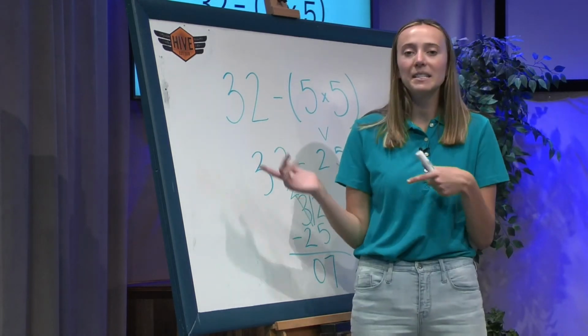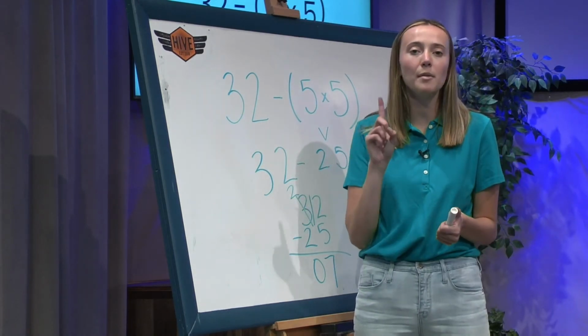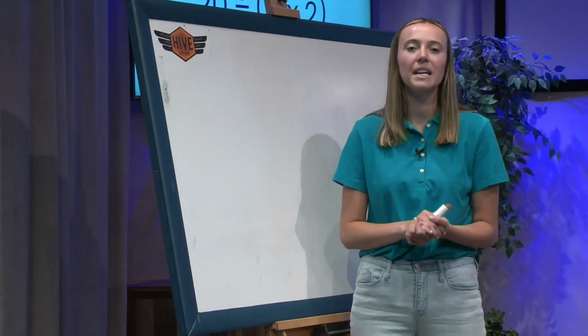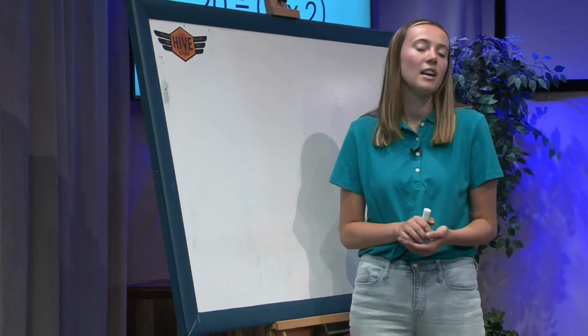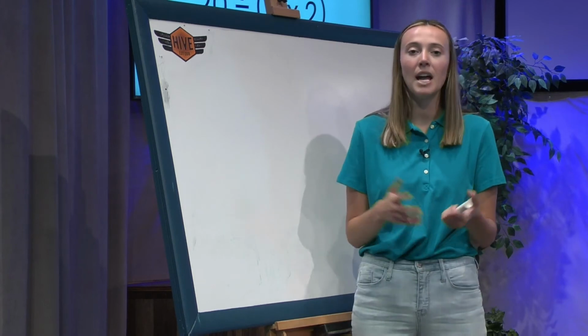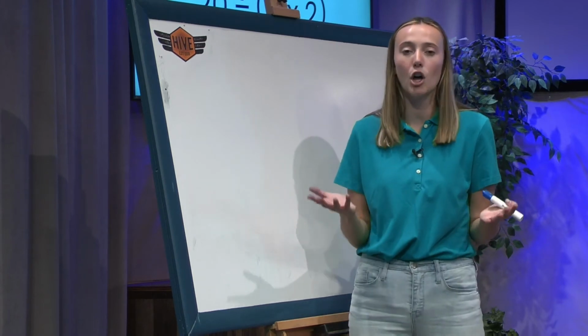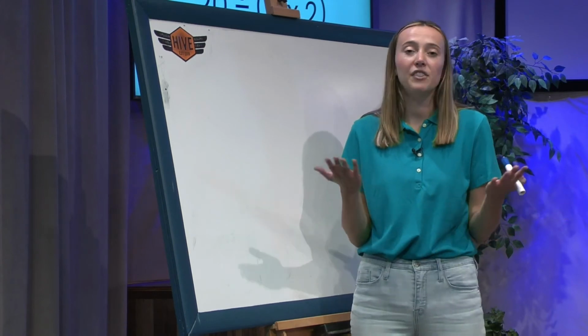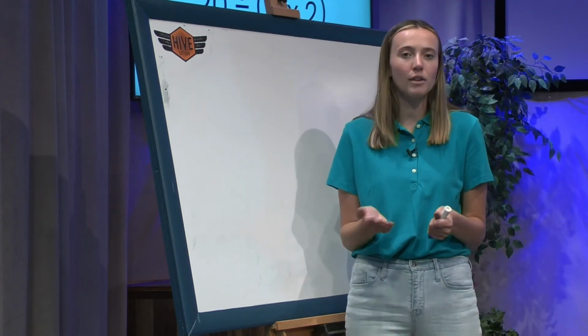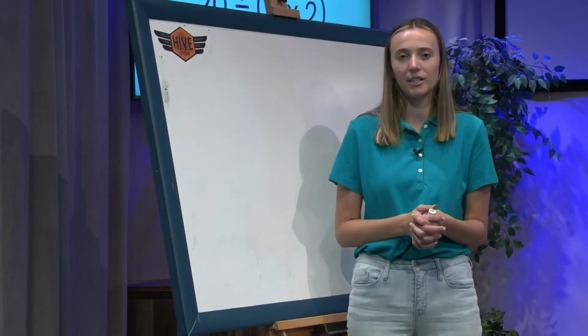Great job. Let's slide to the next slide and practice one more before your lab work. Our last problem that we'll practice is 20 divided by, in parentheses, 5 times 2. So get out your pencil, your piece of paper. Maybe this time everyone tries it on their own. Unless you're really struggling, maybe someone is helping you. But if you're not struggling, try it on your own, and let's see if we get the same answer. Go ahead.